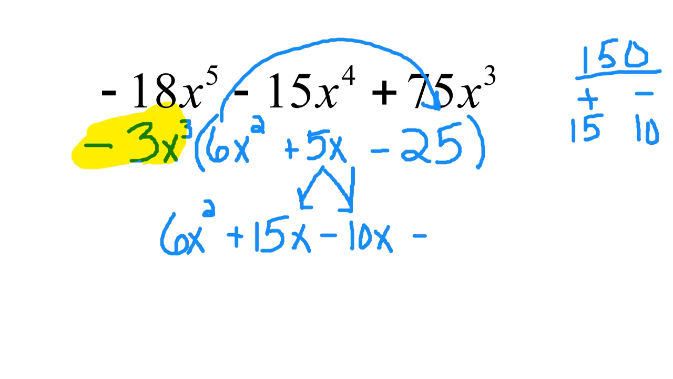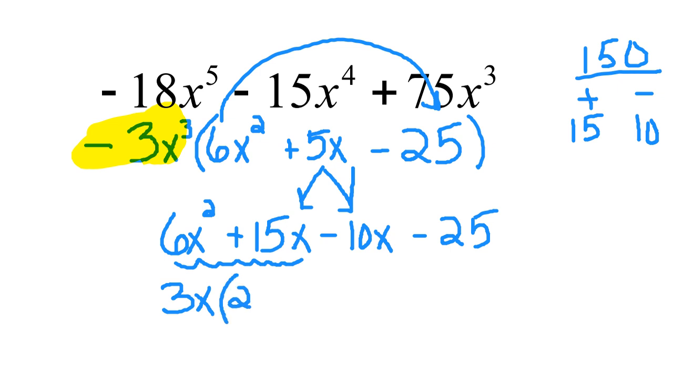Once we have that middle term rewritten, now let's factor by grouping. When we group together our first two terms, 6x squared and 15x, the greatest common factor is 3x. Once we find that GCF, we divide it out. 6x squared divided by 3x is 2x. 15x divided by 3x is 5. We always bring down the sign of the third term. Once again, the third term is negative, so let's bring down the sign.